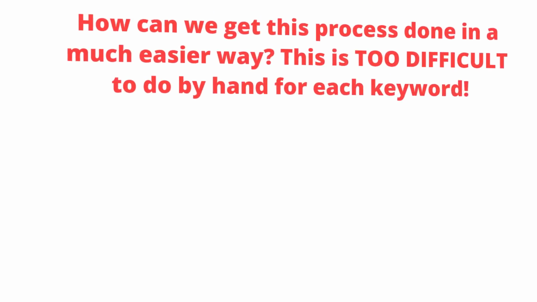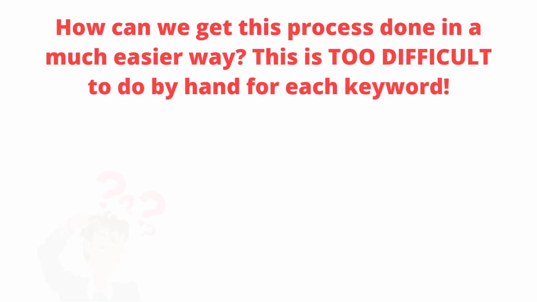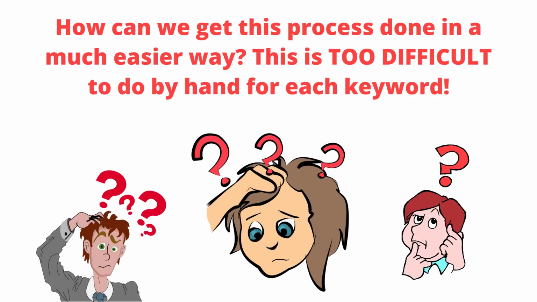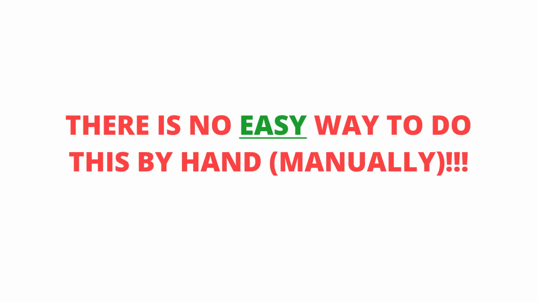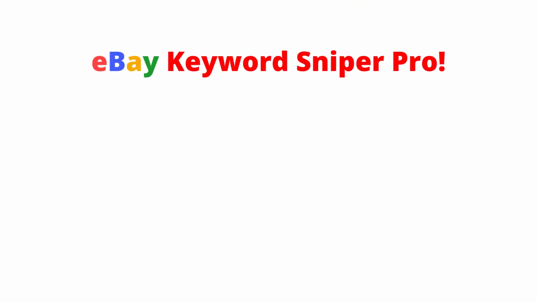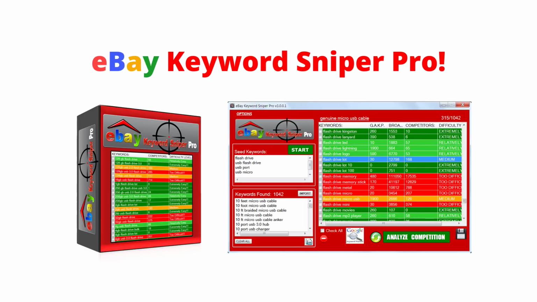Okay, so now the big question is, how can we simplify this process or make it much easier and clearer to see the difficulty level of the top ranking competitors who are ranking on the first page of eBay search results for many different keyword phrases? Well, the simple answer is that there is no easy way to do this by hand or manually, but that's why I've created eBay Keyword Sniper Pro to analyze the top ranking competitors on the first page of eBay search results.